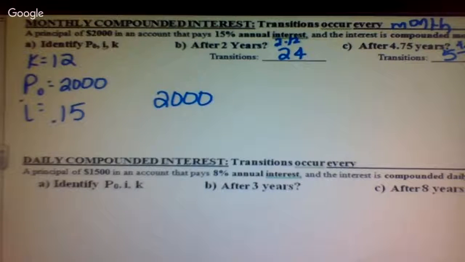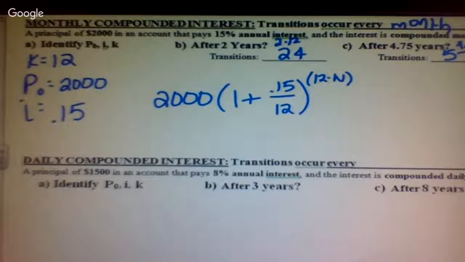Okay, so your equation: we invest $2,000. The top part of my fraction is my interest of 0.15, and this is happening 12 times a year, raised to the 12 times N. Go ahead and enter that. Do 2 for part B and 4.75 for part C.